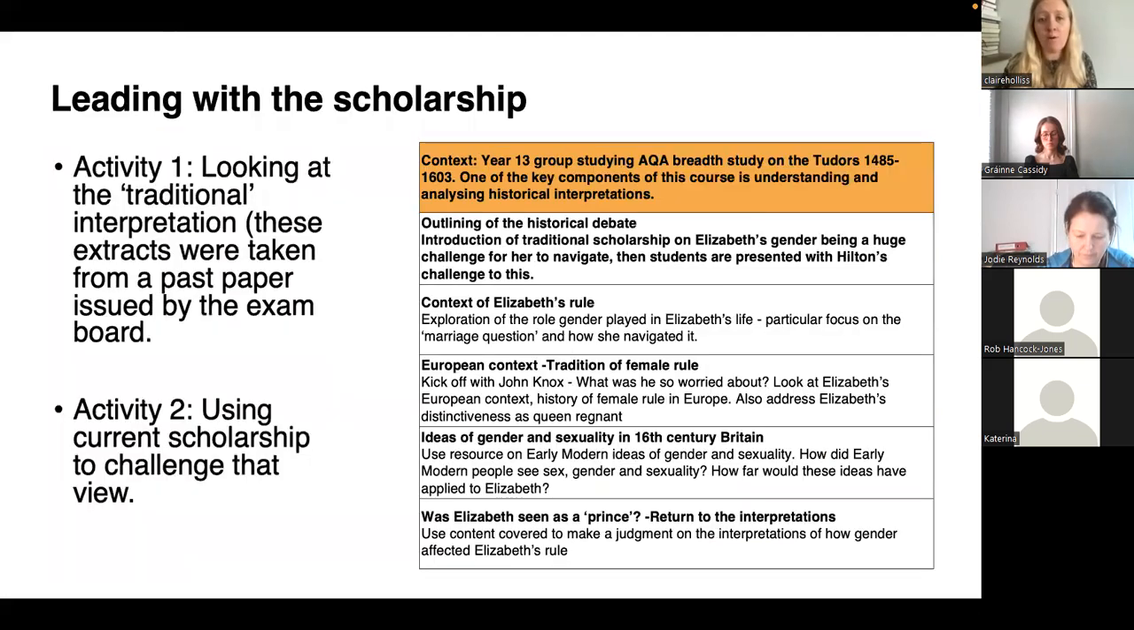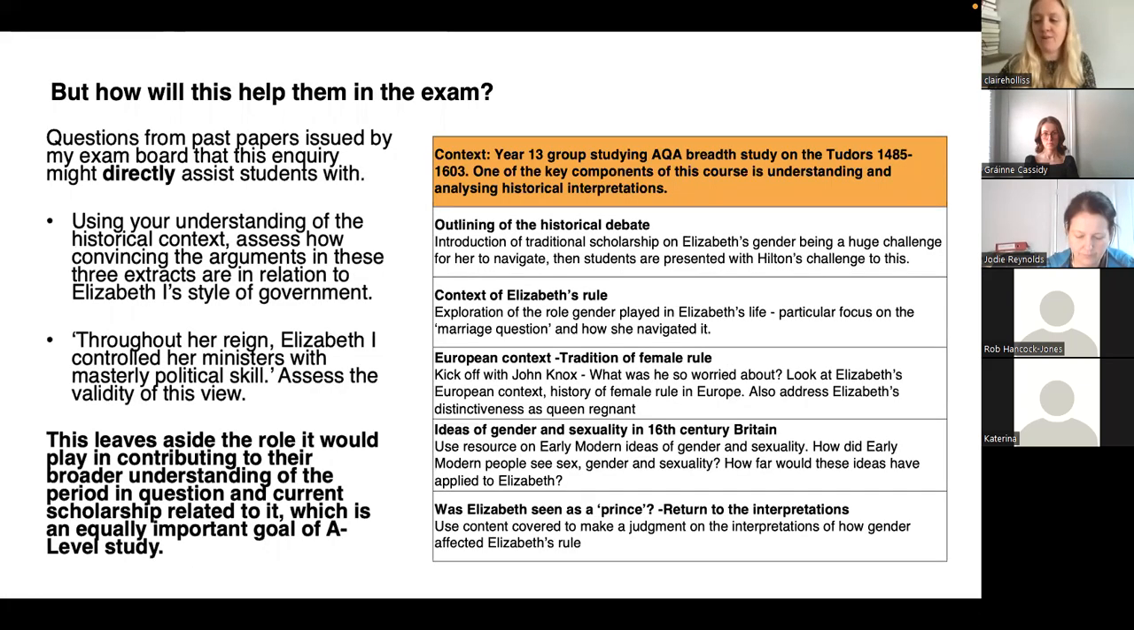So, just to quickly look through. I also then went through and did a quick audit of how far this would actually help students with the exam. And I was able to find a couple of exam questions that I thought would be directly relevant to the content that we taught them. So firstly on Elizabeth's style of government, secondly on her levels of political skill.